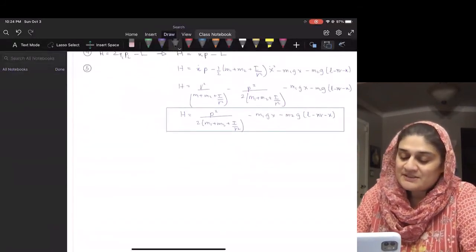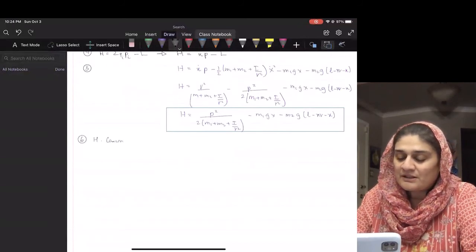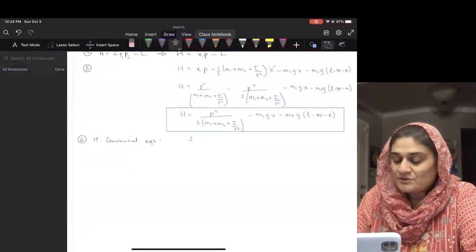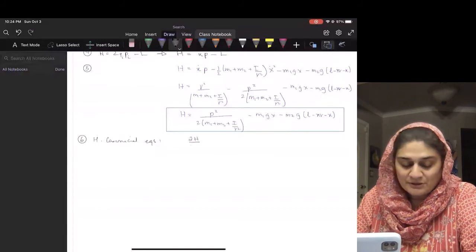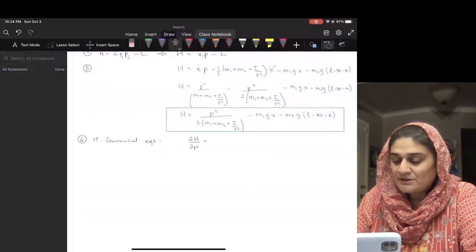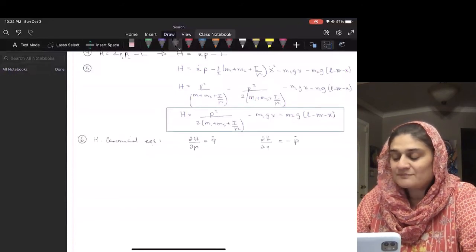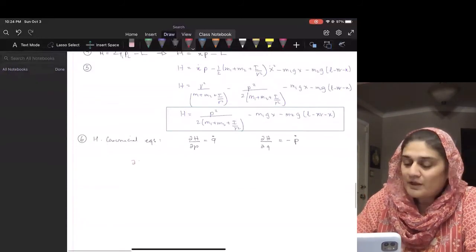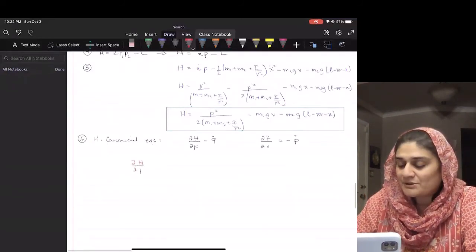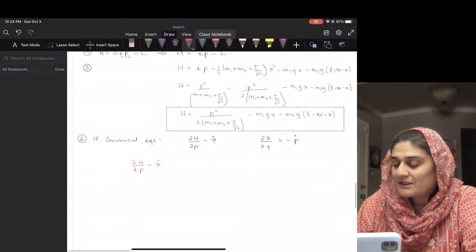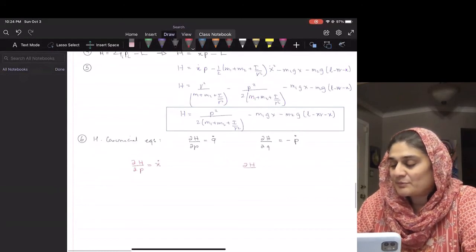Step number 6, write the Hamiltonian canonical equations. So the generalized form will be partial H over partial P equals Q dot, and partial H over partial Q equals minus P dot. For our scenario, this will become partial H over partial P equals X dot, and partial H over partial X becomes minus P dot.